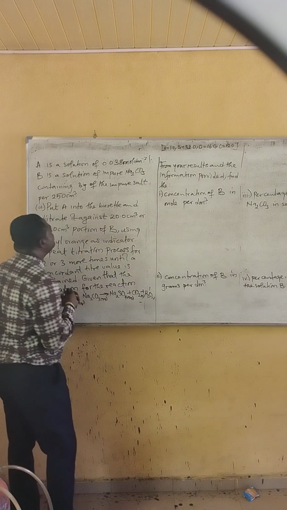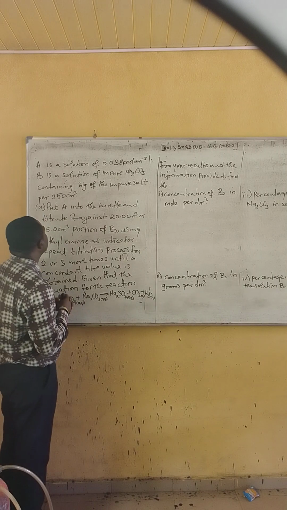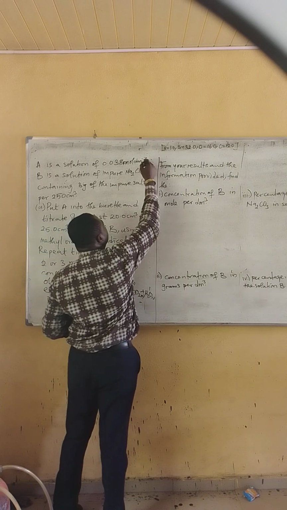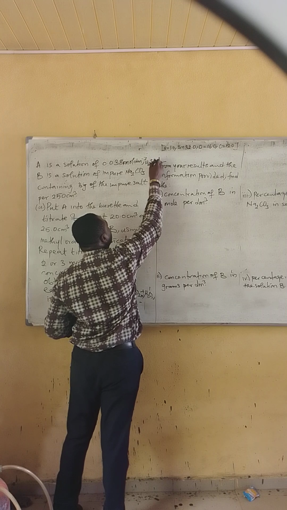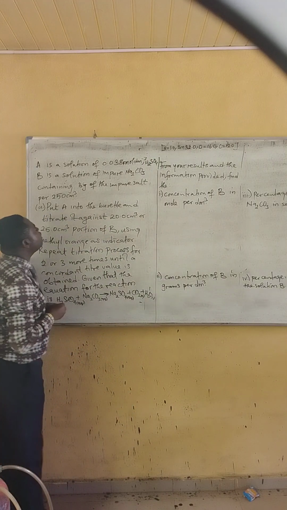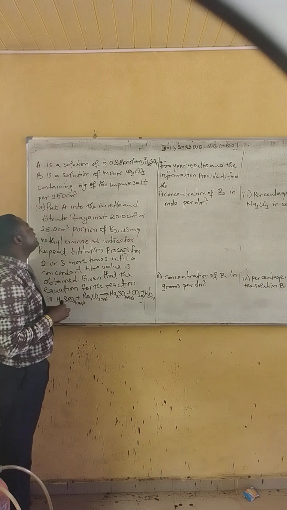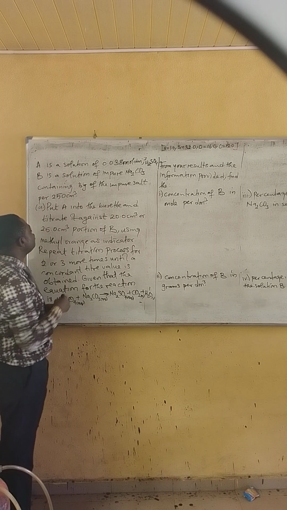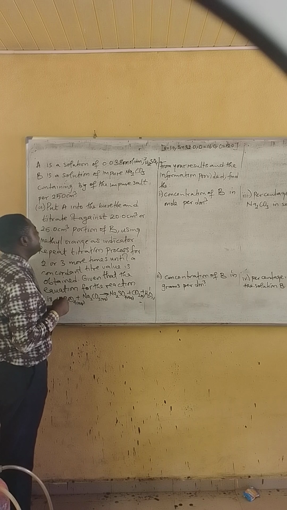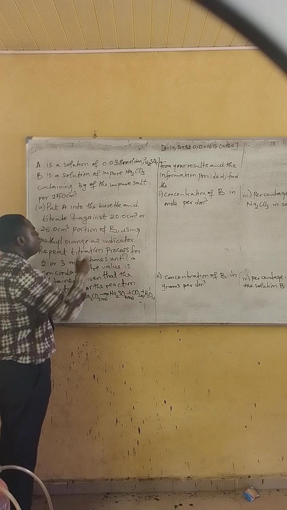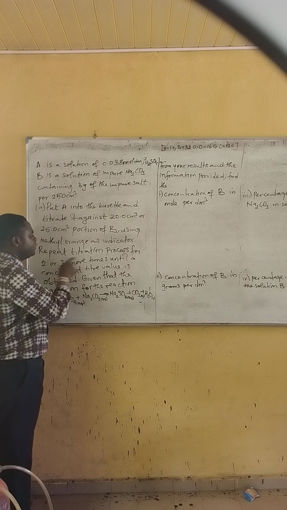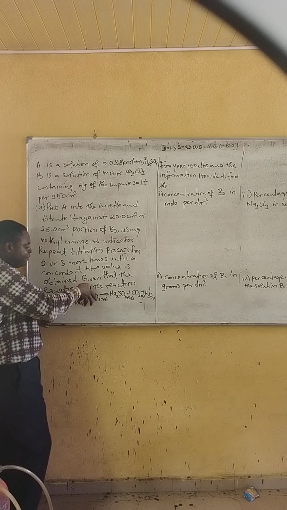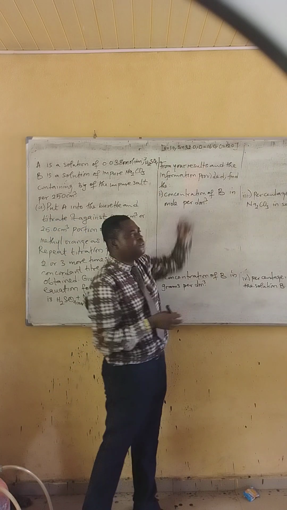A is a solution of 0.038 mole per dm cube H2SO4. Then B is a solution of impure Na2CO3 containing 3 grams of the impure salt per 250 cm cube. Then you also put A into the burette and titrate it against 20 cm cube or 25 cm cube portion of B using methyl orange as indicator. Repeat the titration process for 2 or 3 more times until a concordant titer value is obtained. You are given the equation and you are given some numbers here for your calculations.